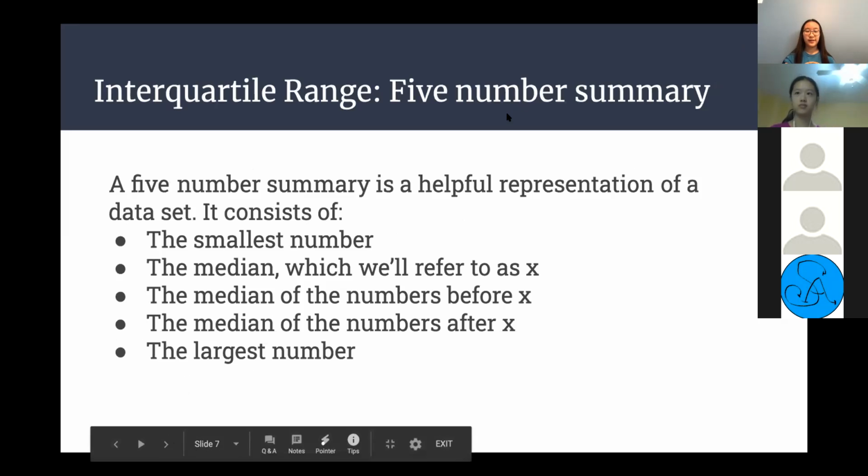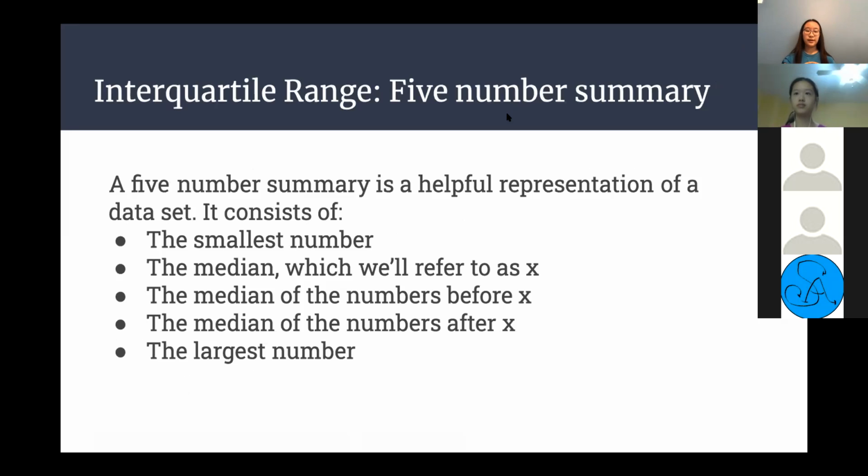And finally, here's the interquartile range. To find it, you need to get the 5-number summary of the data set, which helps you see exactly where the elements of the set fall. That consists of the smallest number, the median, which we'll call x, and then you take the median of the numbers before x. So you group all the numbers before x and then find the median of those. Then you group all the numbers after x and find the median of those. And then finally you have the largest number.